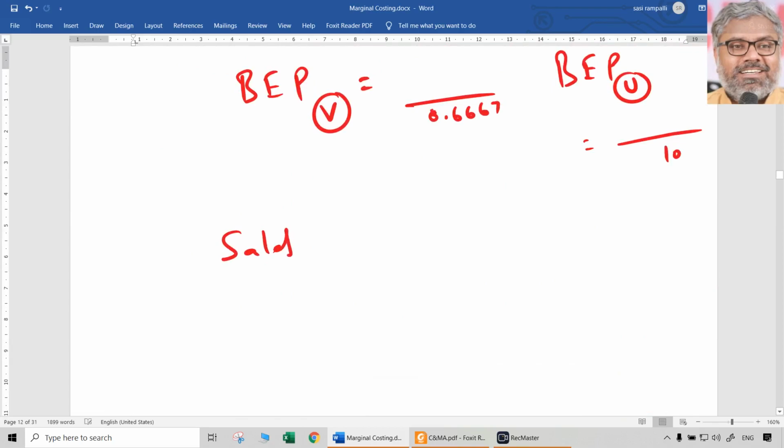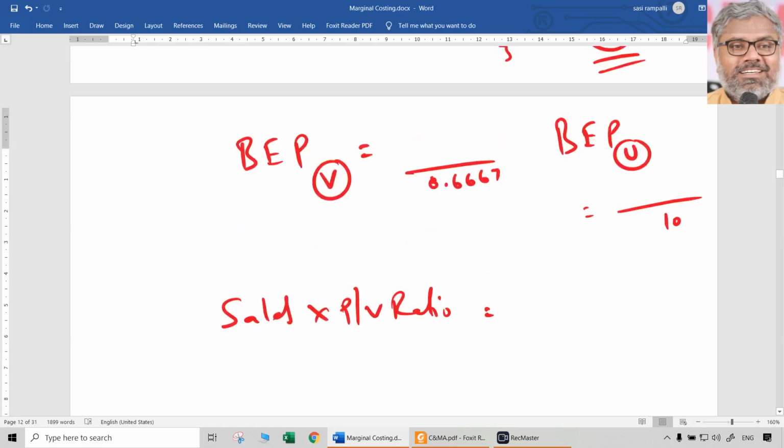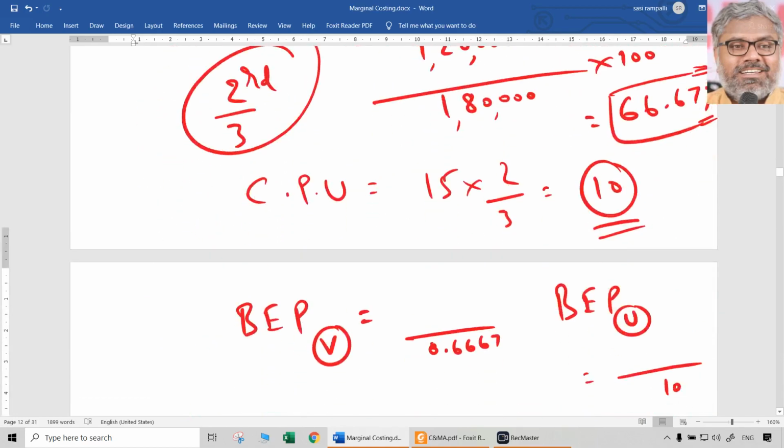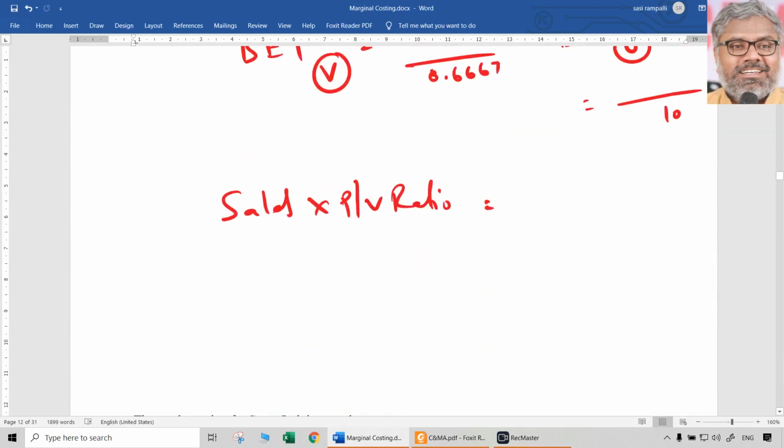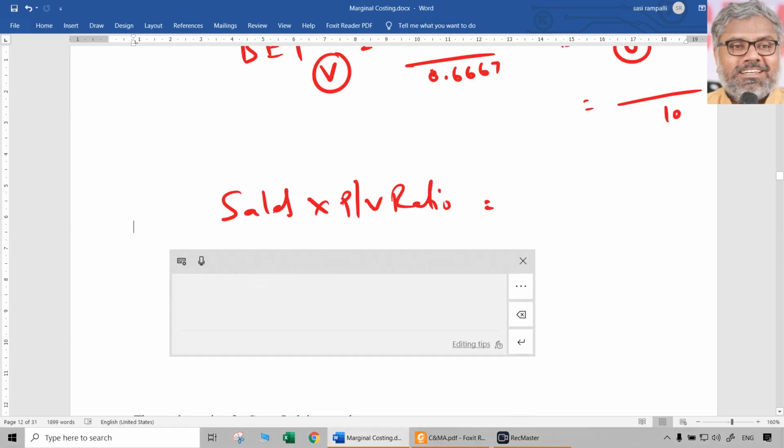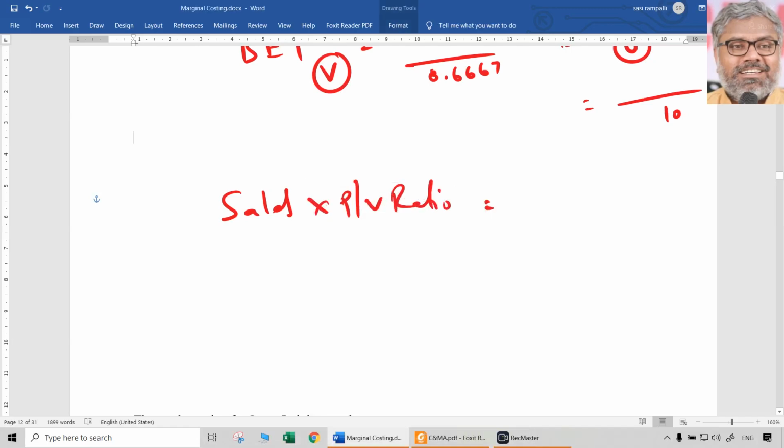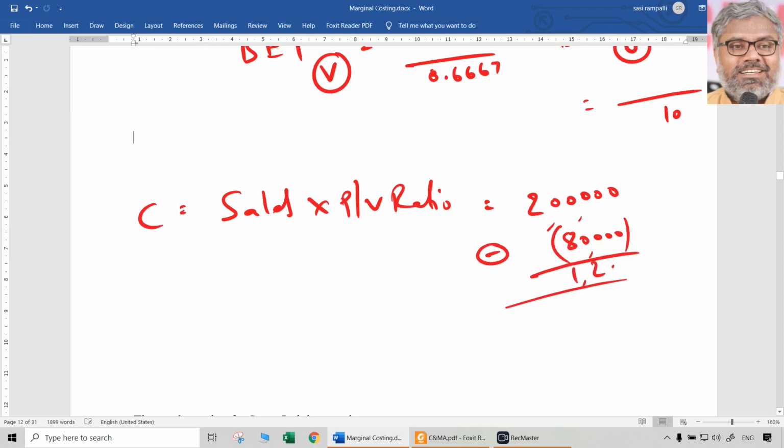So sales into PV ratio is equal to contribution. Sales, whichever year you take, we are taking 3 lakhs. So 3 lakhs into 66.666%, whatever it is, that will naturally be 2 lakhs. That is the contribution. From that you deduct profit, which was given in the question, 80,000. That means 1,20,000 is fixed cost.